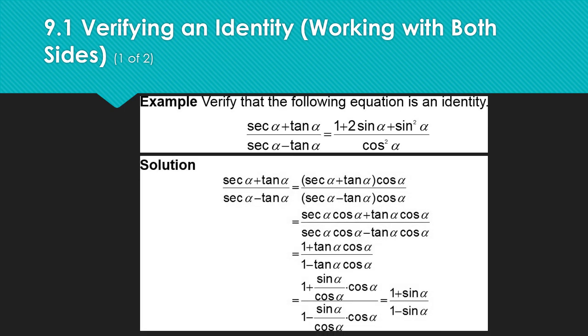So again, we're taking the left side, and they multiply top and bottom by cosine because they noticed, hey, I need to get a cosine in there. And when they distribute, you notice you've got secant times cosine. Well, secant and cosine are reciprocals. When you multiply reciprocals, you get 1. So that leads us to 1 plus tangent cosine over 1 minus tangent cosine. They then changed tangent to sine over cosine, and that simplified to 1 plus sine over 1 minus sine.